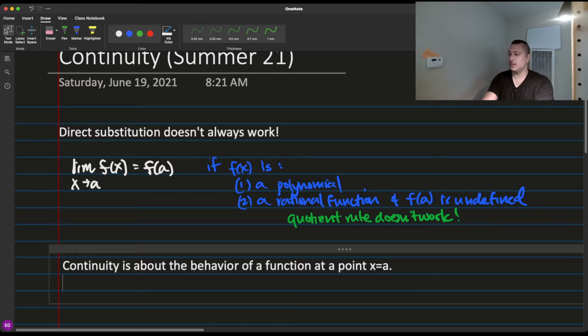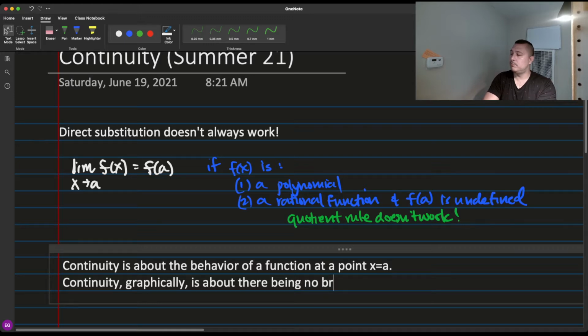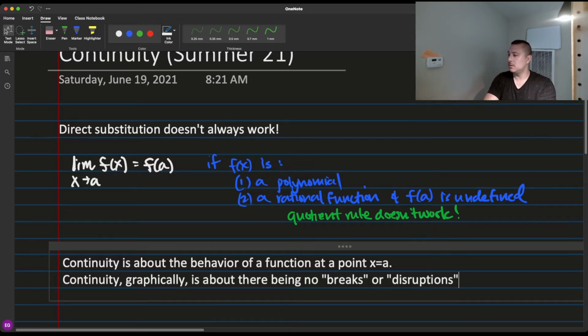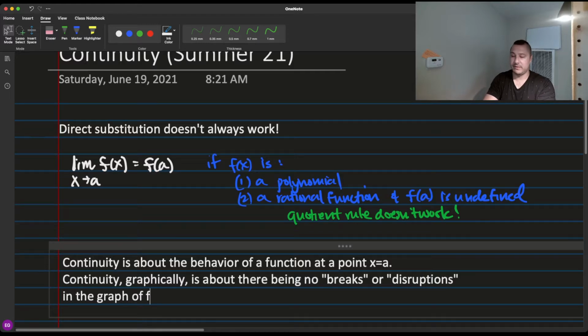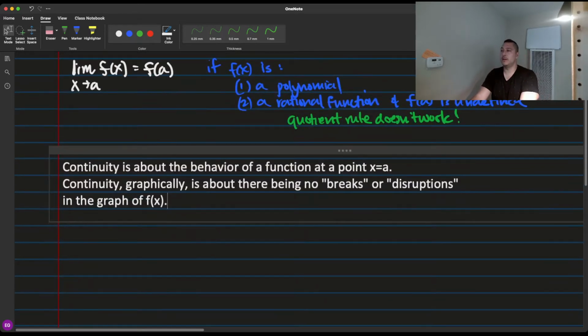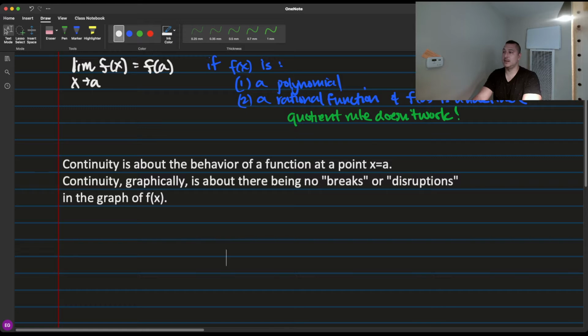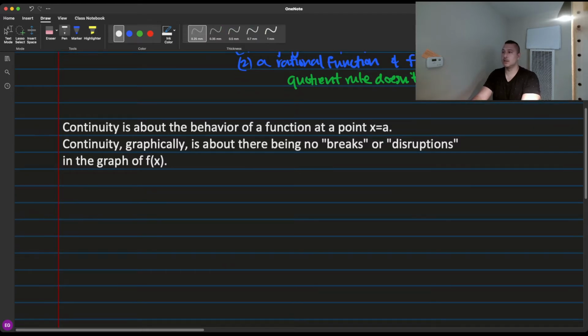So what is continuity? Continuity, graphically at least, is about there being no breaks or disruptions in the graph of f of x. So let me give you an example of when something's not continuous, or discontinuous.